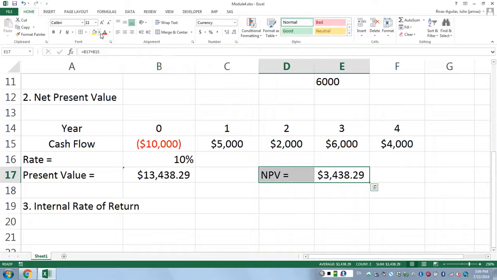So what does this mean? This means that after we take our initial investment into account, we will be making $3,438.29 in today's terms. Now, is that good? Well, I would say that's good. Why? Because net present value is positive. You want that number to be positive because that means you're making money in today's terms. Obviously, the larger the number, the better for you, right?